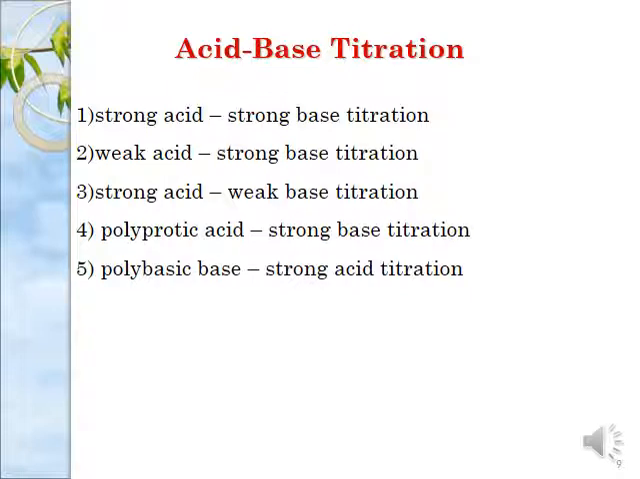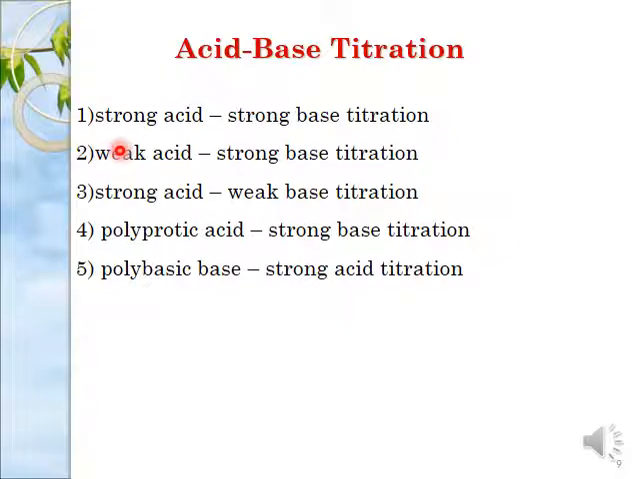These are the 5 types of acid-base titration. The first one is titration between a strong acid and a strong base. So the sample can be acid or even base. If the sample is strong base, then the titrant will be strong acid. If your sample is strong acid, then the titrant will be strong base.